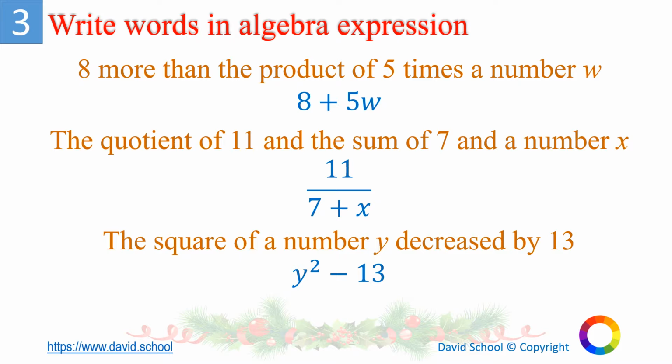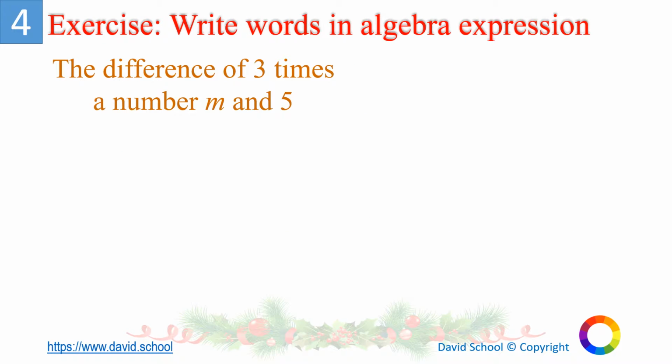Let us see some more examples. The difference of 3 times a number m and 5. 3 times a number m is 3m, and the difference is 3m minus 5.